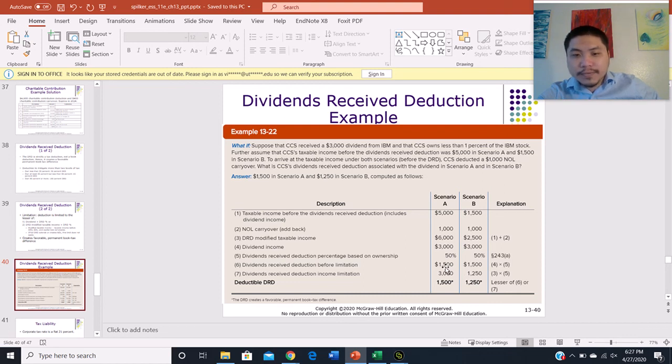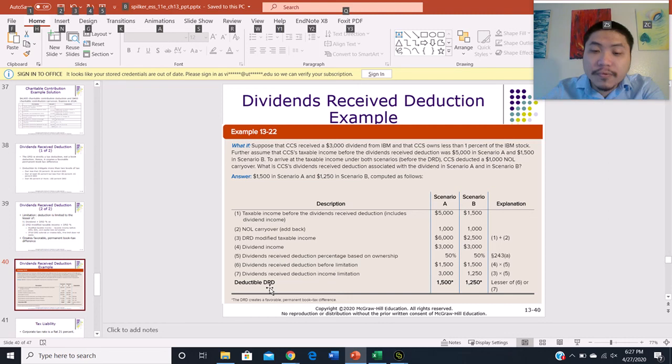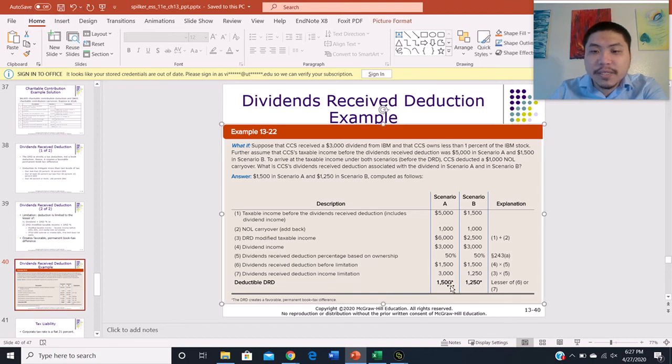So that's why we have 1,500 here, because 1,500 is smaller than $3,000, right? All right, so that's scenario A. Let's look at scenario B.